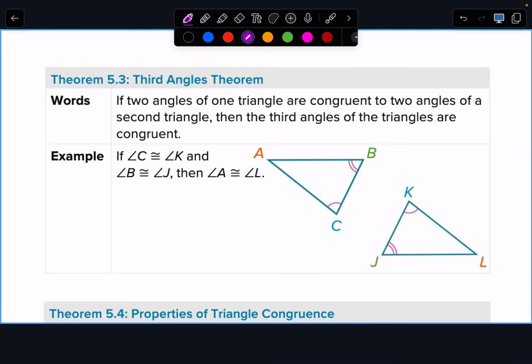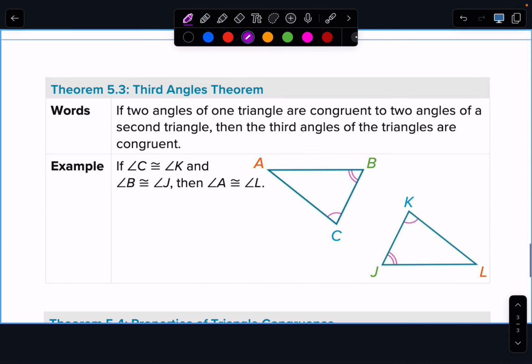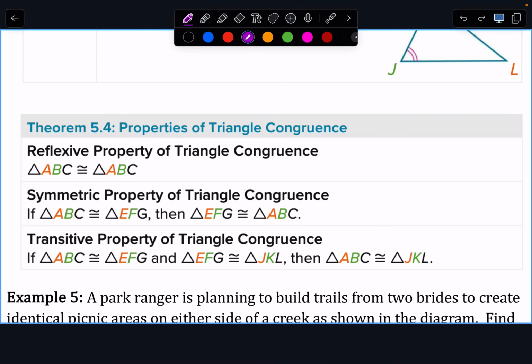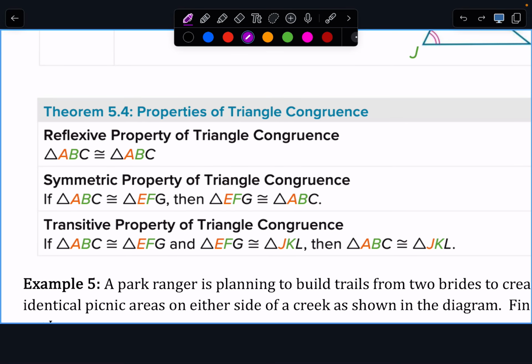Just something to keep in mind: if two angles of one triangle are congruent to two angles of another triangle, we automatically know that the third angles have to be congruent to each other. Why? Because the angles have to equal 180. So if these two are the same and these two are the same, then the remainder to get to 180 has to be the same. This is why I snipped it and you didn't have to write it down yourself.